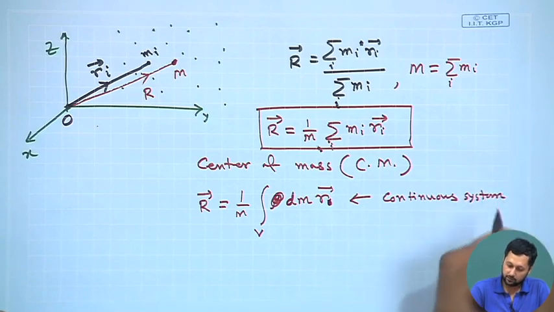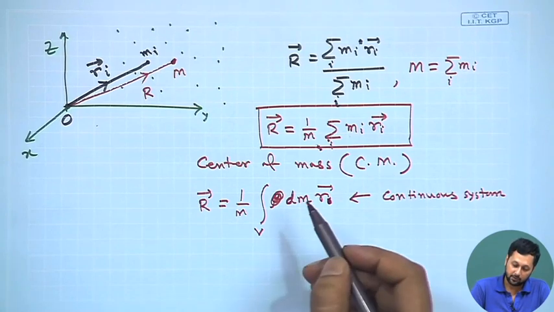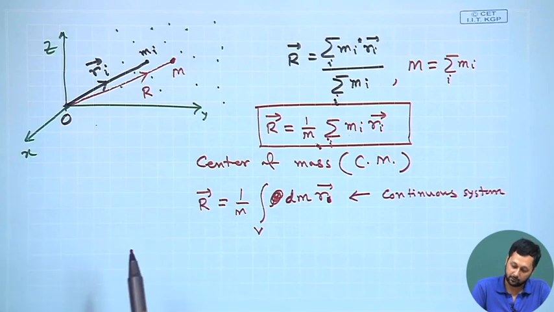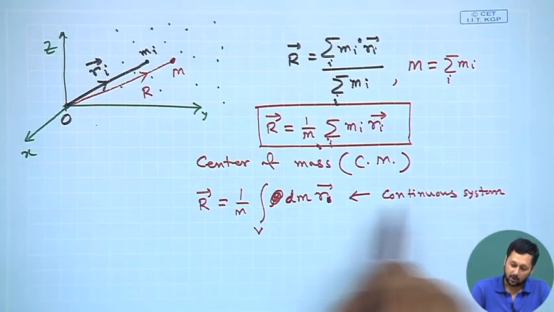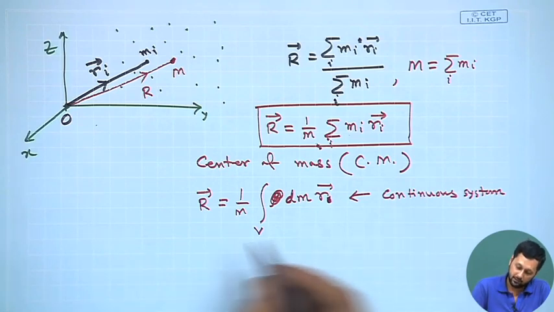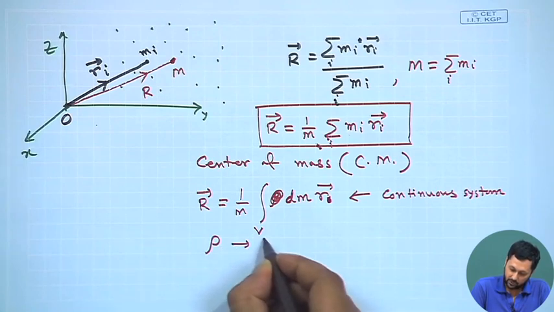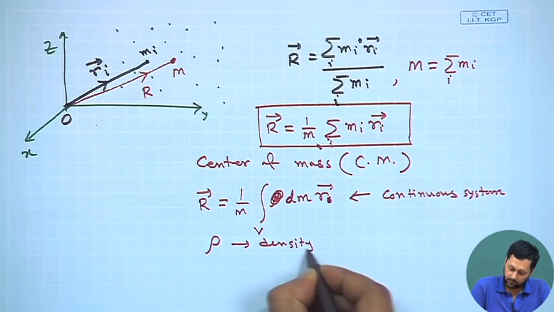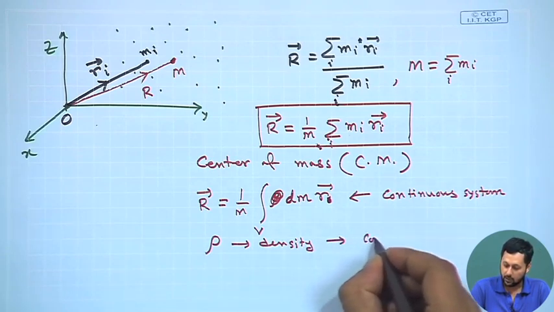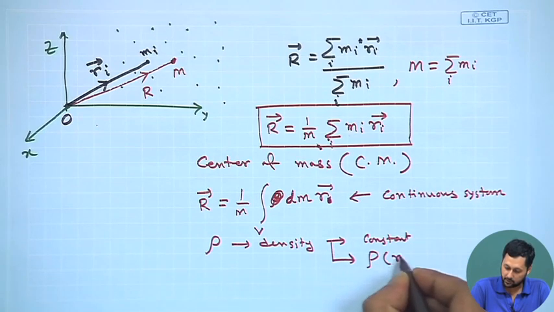What is the essential difference between a discretized system and a continuous system? For a discretized system, each of the individual mass points can be identified, and for a continuous system, a mass point cannot be identified, but what can be identified is a density term rho. Rho is the density of this system. Rho could be a constant, or rho could be a function of r.